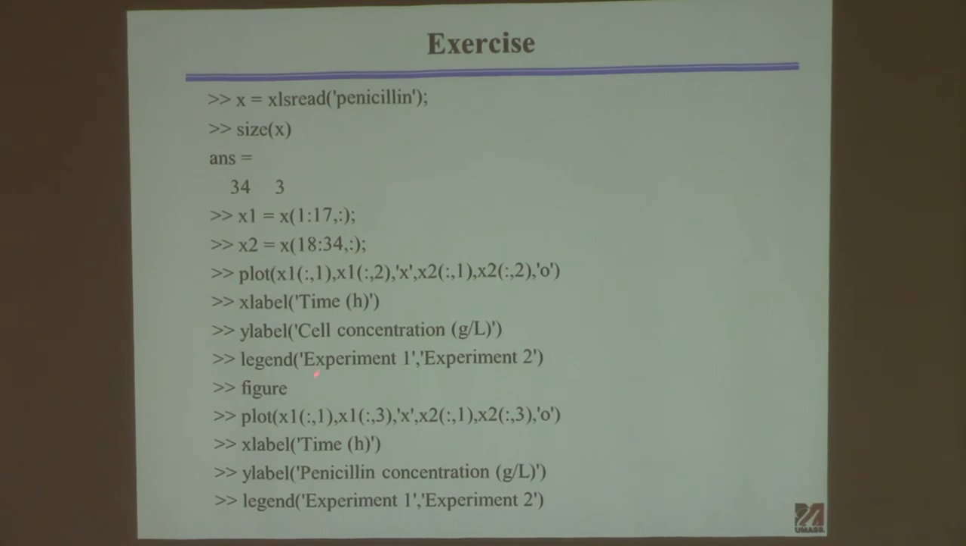You can issue this if you don't want to overwrite this. This will pop up a new window where you can create a new plot. And then you can do the same thing for the penicillin concentration, the only difference being you plot the third column versus time, right? That's penicillin. You label the first experiment with an X, second experiment with a circle, and then label it, all right?